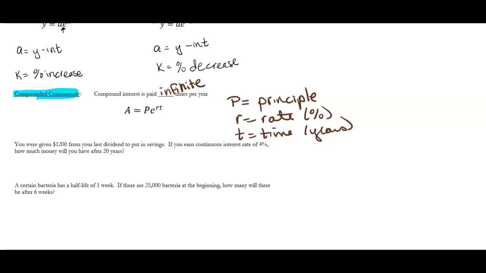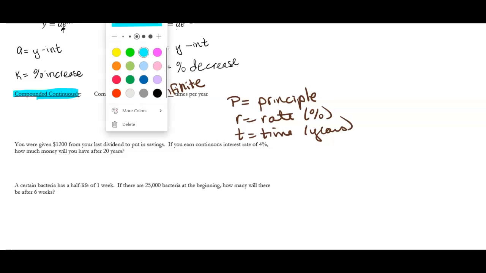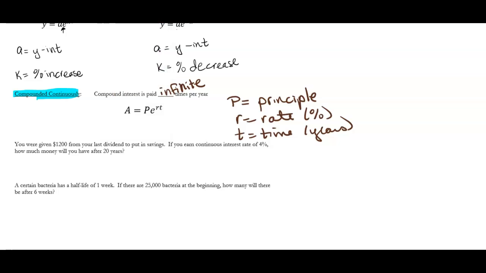Okay, so let's look at this. You are given $2,000 from your last dividend to put in savings. You're going to earn a continuous rate of 4% for 20 years. So when I plug this in, I start with 1,200. It's going to be continuous. Whenever you see this word continuous, you have to use E. 4% as a decimal is 0.04, and I'm going to times that by the number of years, 20.